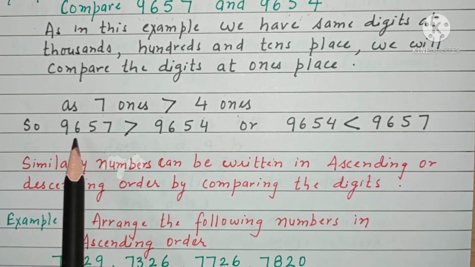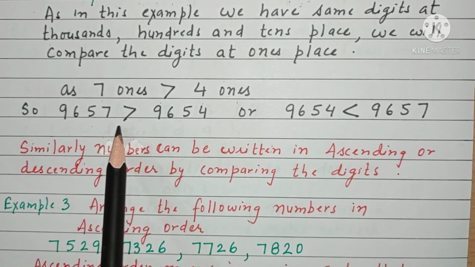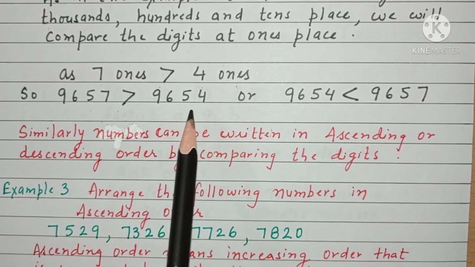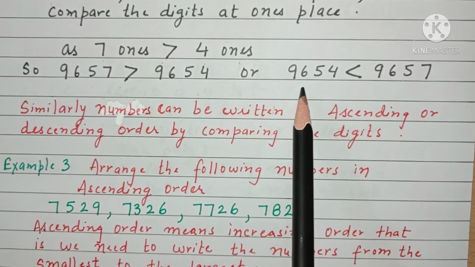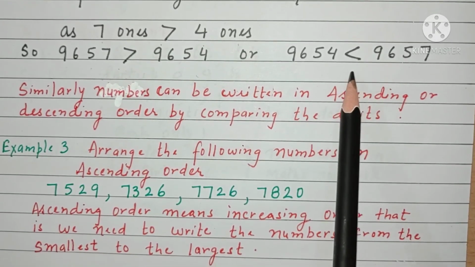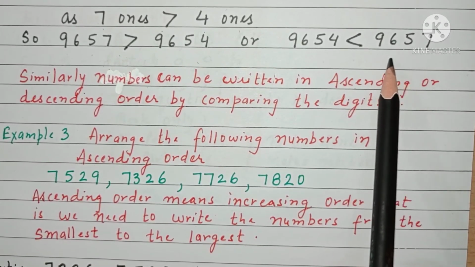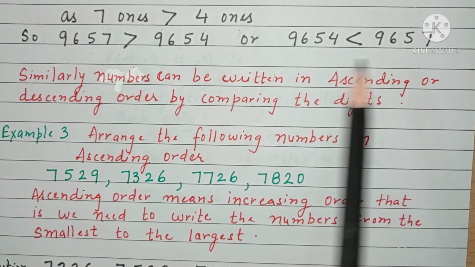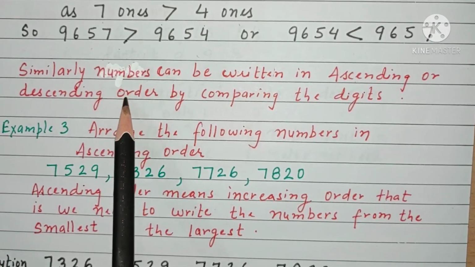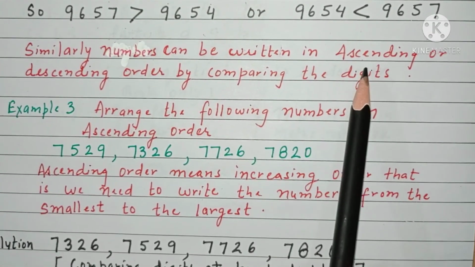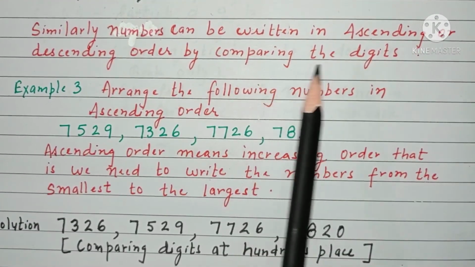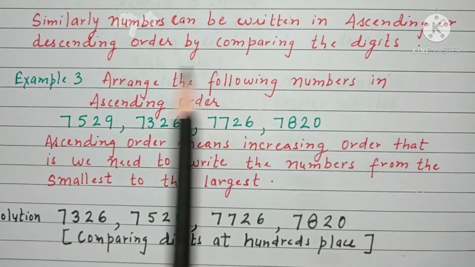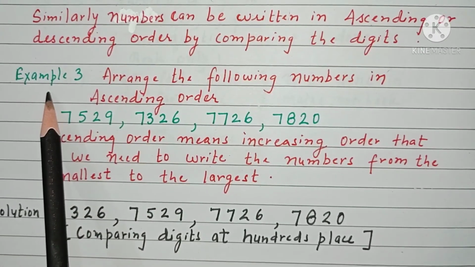So, 9657 is more than 9654. Or we can say that 9654 is less than 9657. Similarly, numbers can be written in ascending or descending order by comparing the digits. Let us check out with the example.